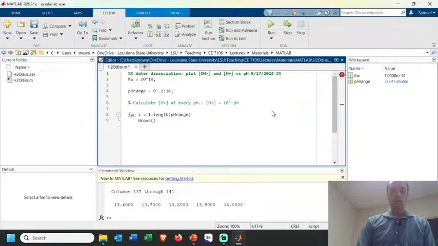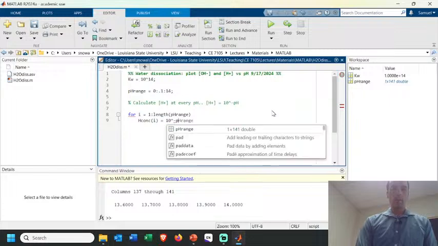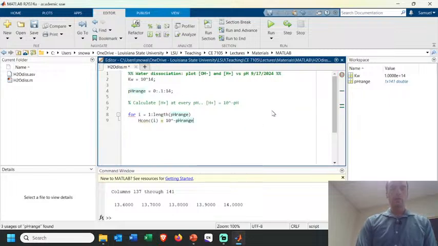And I think that's all I have to do here, and set that equal to, here's where I do the calculation, right? So H plus is equal to 10 to the minus pH. So I can say 10 to the minus, and here I'm going to call back to pH range at I.